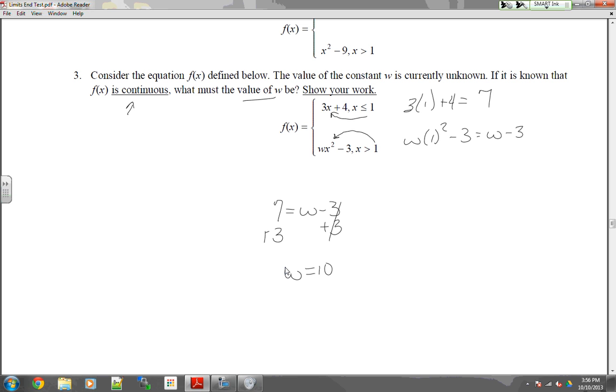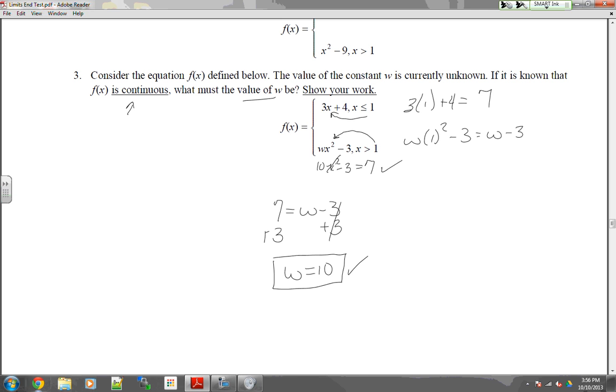All right, only if w equals 10 do both the top and the bottom function here equal each other. Quick way to see if that works: 10 x squared minus 3. Well, x is 1, so x squared is 1, so this is just 10 minus 3, which is 7. 7 equals 7, so we're good. So the answer is w is 10 for them to be continuous at x equals 1.